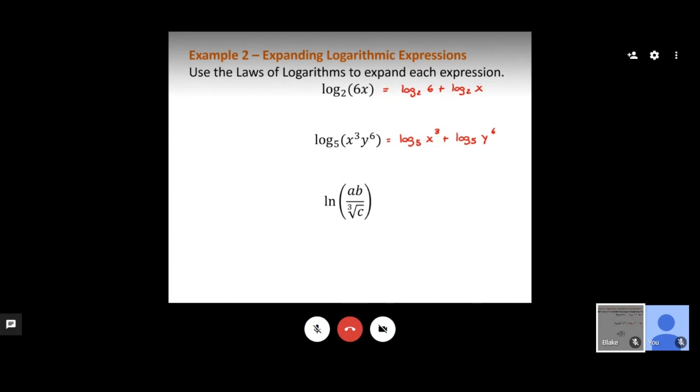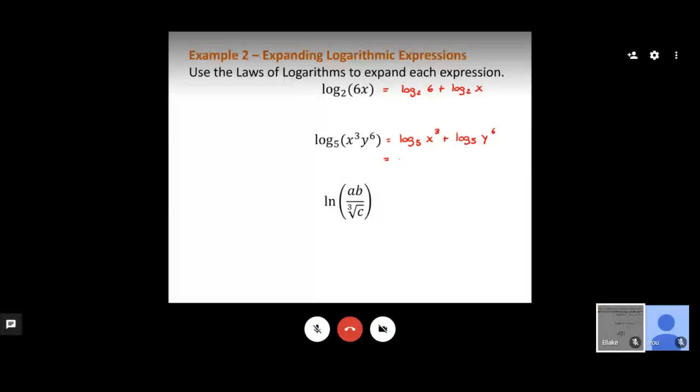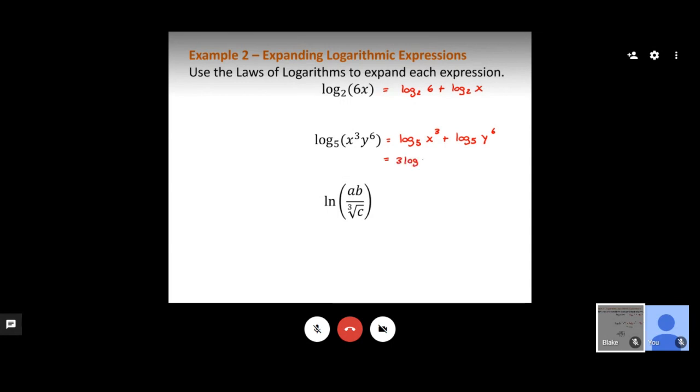Okay. Now we can use the exponent law, right? So what can we do with our exponents now? Good. Move them to the front. And so for this first one here, that 3 gets moved to the front. So we're going to get 3 times the base 5 log of x. And then our other logarithm, that 6, gets moved to the front. So we end up with 6 times the base 5 log of y.